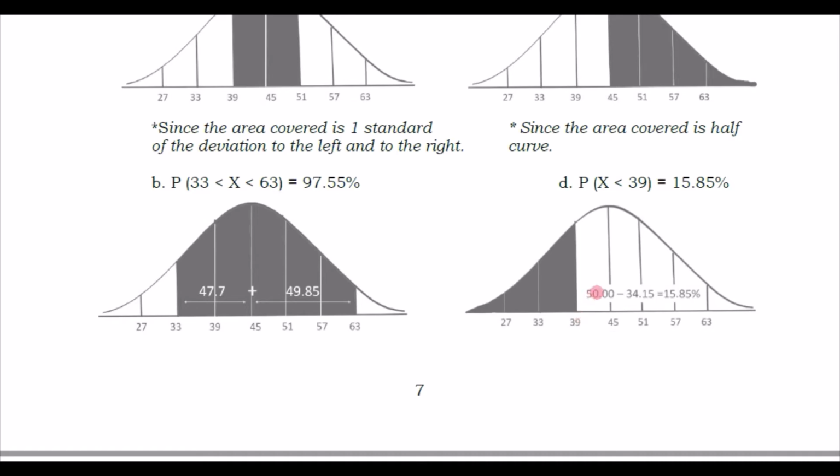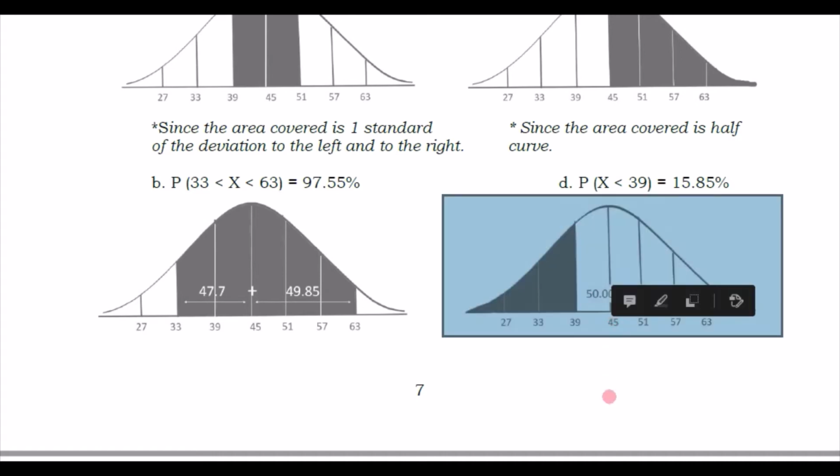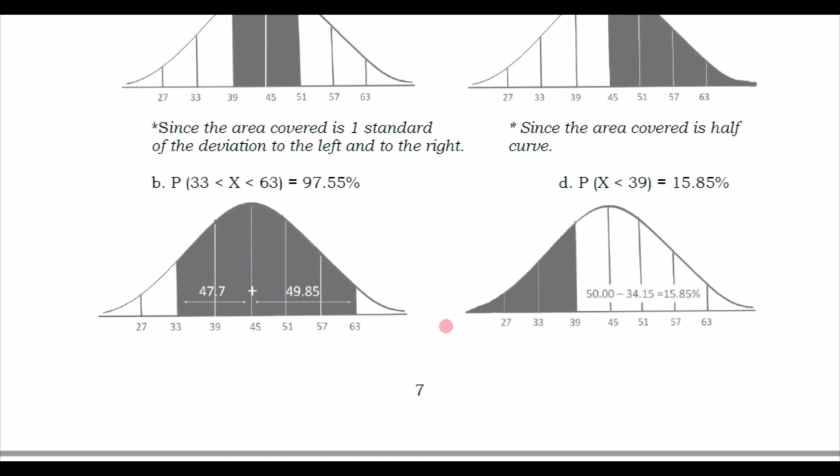Okay? So, ibabawas lang natin kasi di ba from the mean papunta dito sa left, that is 50%. Ibabawas natin tong part na to kasi hindi naman to kasama sa hinihingi, di ba? Less than 39 lang ang hinihingi. Okay? So, hindi to kasama. Kung dito ka mag-start sa kalahati, ibawas mo yung 34.15 kasi ito yung sukat na yon. So, yung matitira ay ito na lang yung shaded area. And that is 15.85%.